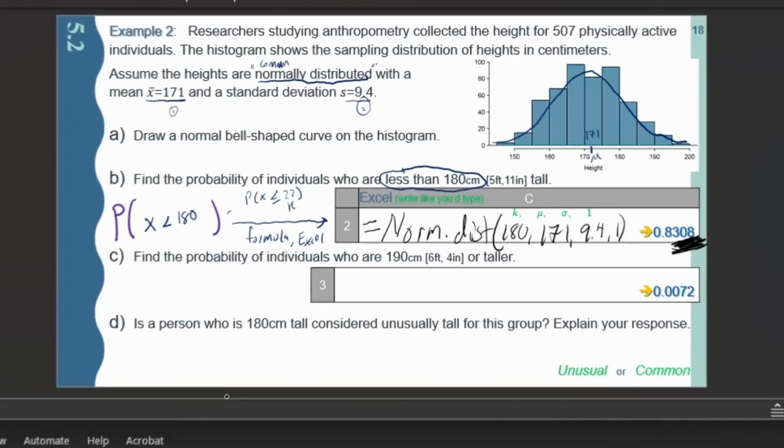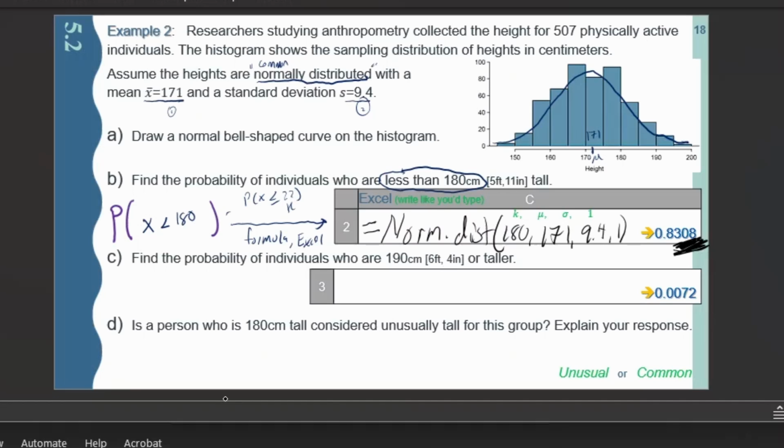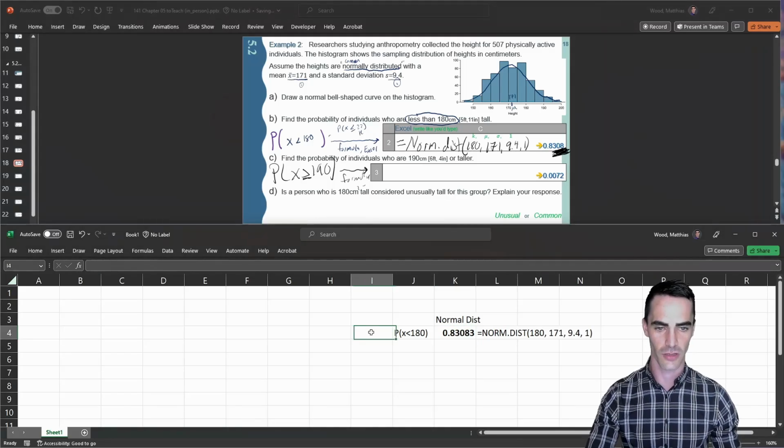It says, find the probability of individuals who are 190 centimeters or taller. And then let me write out the probability that we're interested in. All right, probability that x is greater than, because we're interested in people taller than 190 centimeters. Albeit this actually says who are 190 centimeters or taller, so technically it's greater than or equal to. Again, this might throw us for a loop, but fortunately we know how to compute greater than. It's with 1 minus our probability.